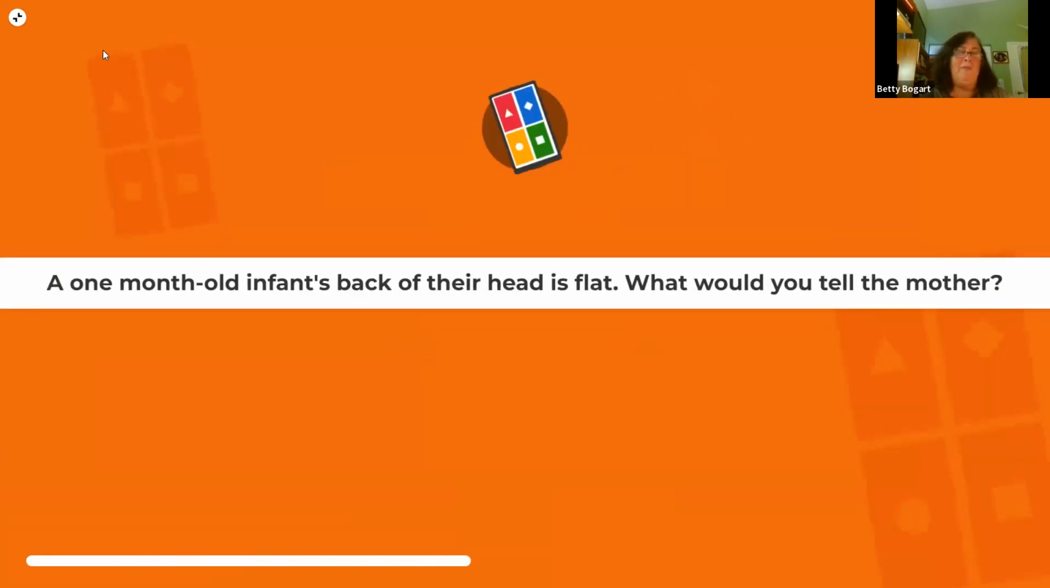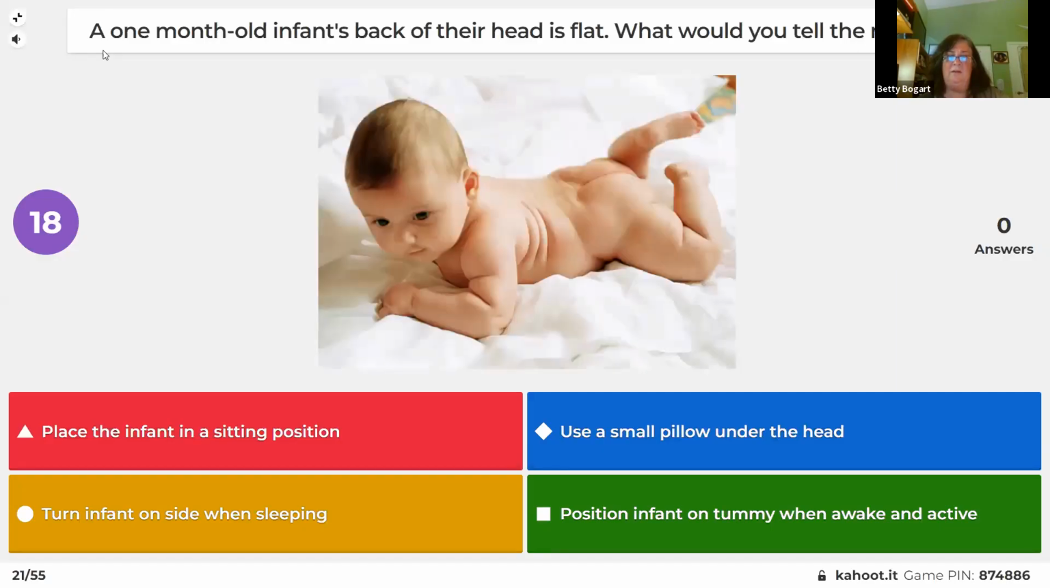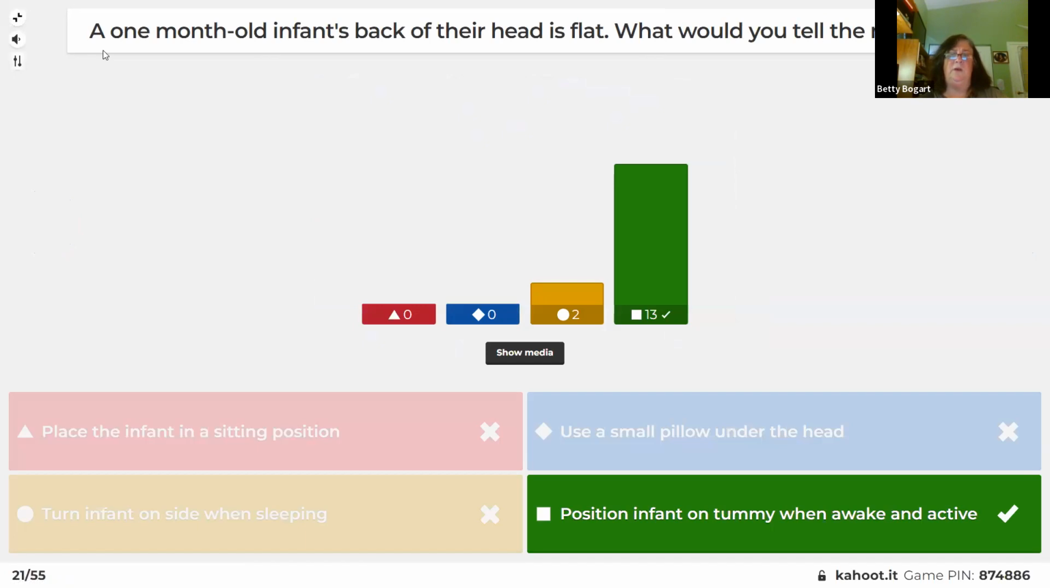A 1-month-old infant's back of their head is flat. What would you tell the mother? Of course it's flat. They've been on their back to sleep. She's been doing it right, putting them to sleep on their back, which they should be. But how can you calm this mother down and let her know that the head's not going to continue to be flat? Because that's what she's worried about.